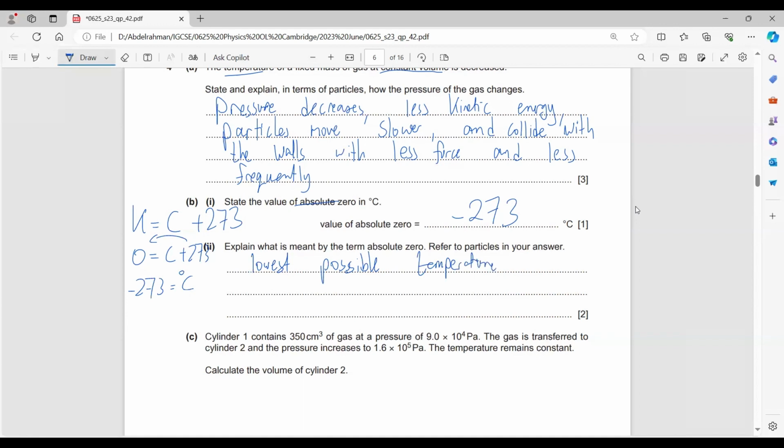And in terms of particles, what happens to them in terms of their kinetic energy? They slow down, they have the least kinetic energy. The particles have the least kinetic energy possible. Okay, good.